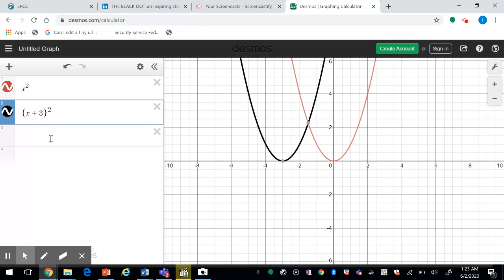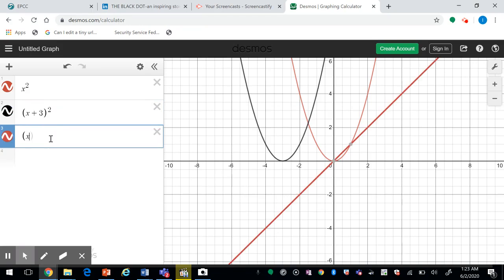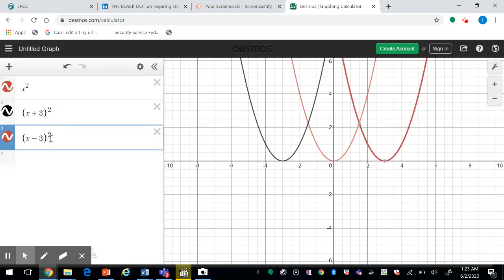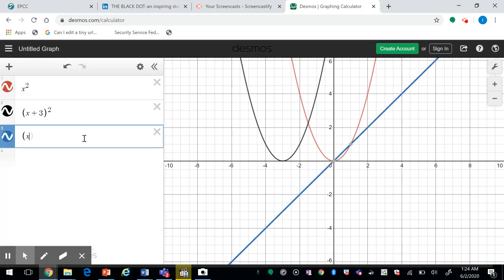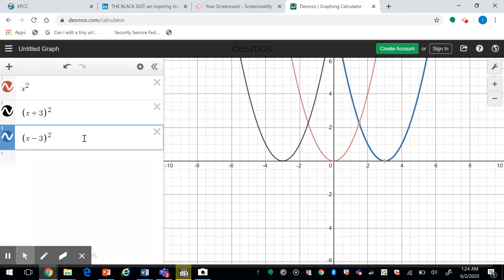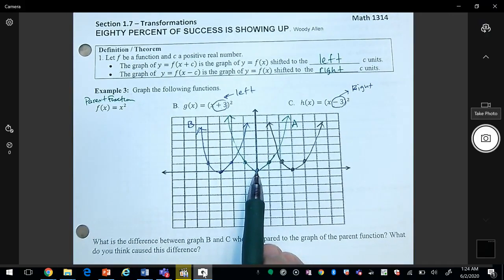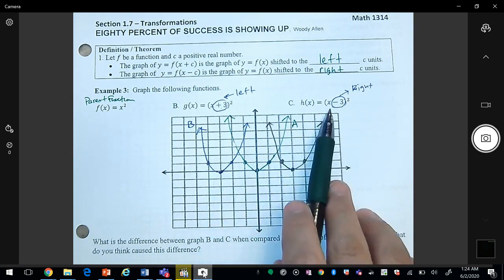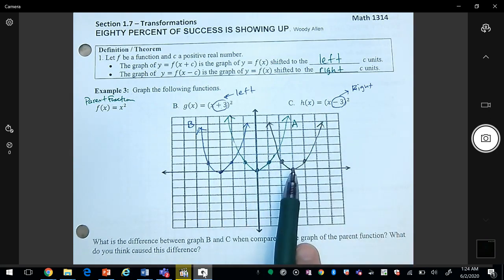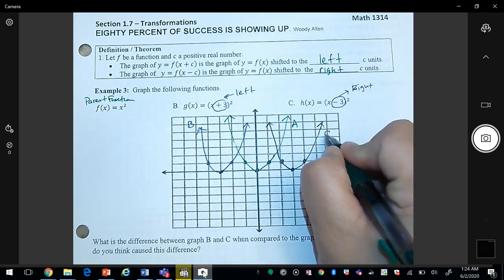So the graph gets shifted to the left 3 units, and then we subtract the number in the parentheses. Then the graph gets shifted to the right 3 units. Let me do that again. Okay. So here's our parent function. And letter B, we're adding a 3, so we're going to move to the left 3 units. And then letter C, we're subtracting 3, so we're going to move to the right 3 units. So this is letter C.